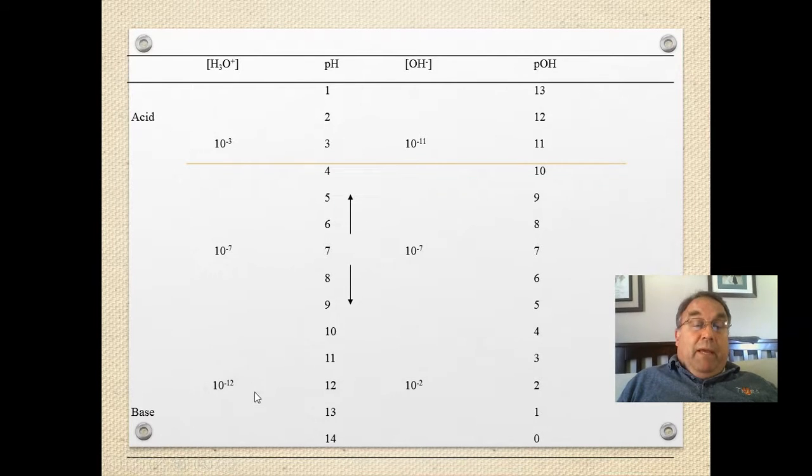Then if we go to a relatively weak base, the hydronium concentration is really small, 10 to the negative 12th. So if you take the negative log of this number, you get 12. And 10 to the negative 12th times 10 to the negative second always equals 10 to the negative 14. 12 plus 2 equals 14.